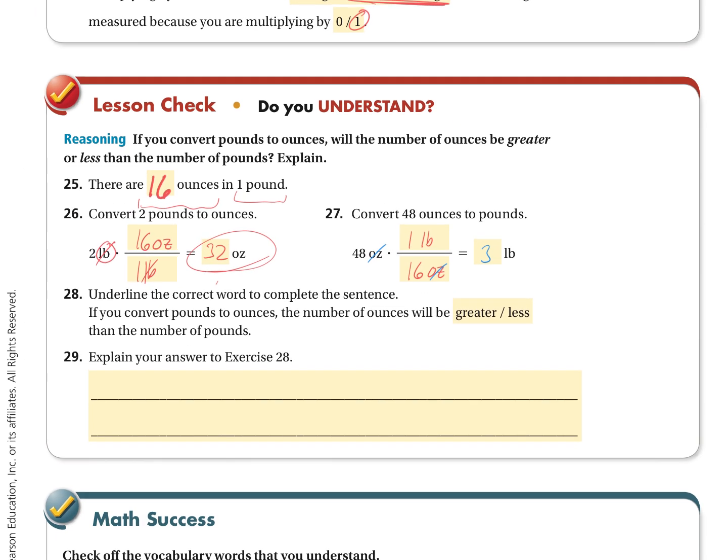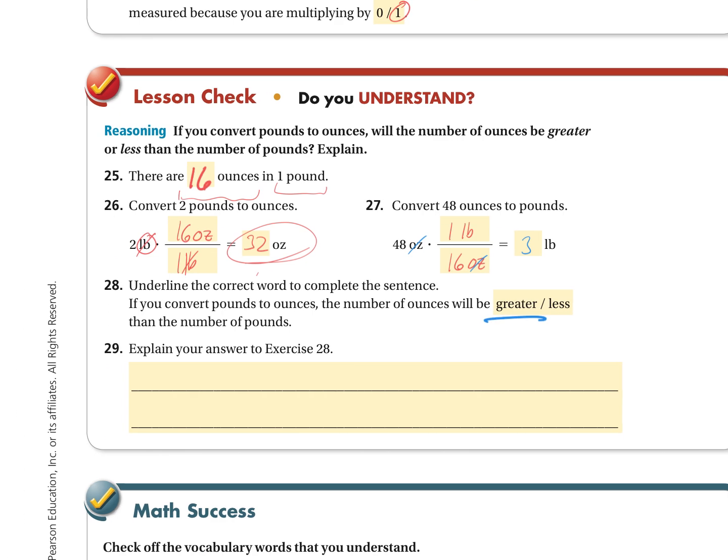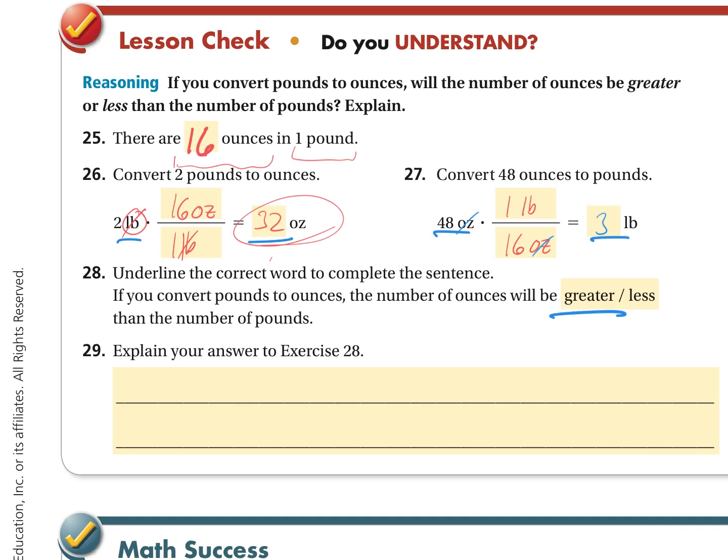So let's complete the sentence. Underline the correct word: if you convert pounds to ounces, the number of ounces will be greater than the number of pounds. As we can see, 32 ounces is clearly greater than 2 pounds, and 48 ounces is clearly greater than 3 pounds. So your answer here is just going to be a little sample.